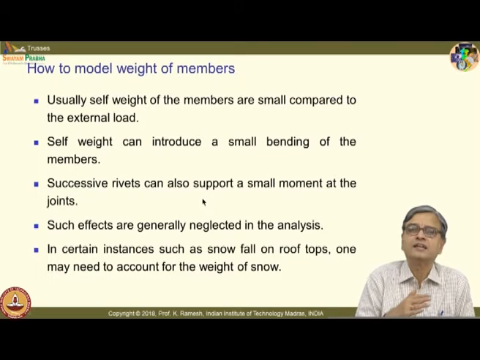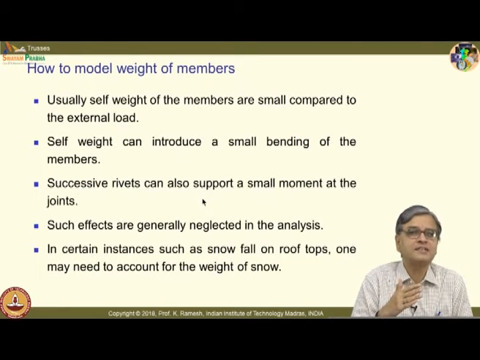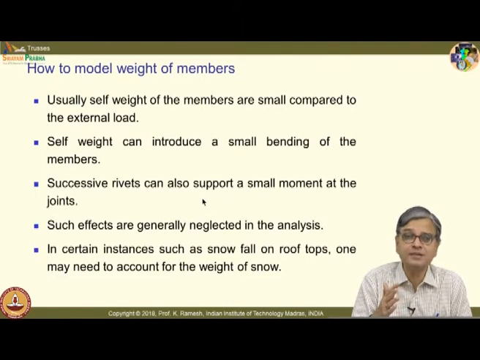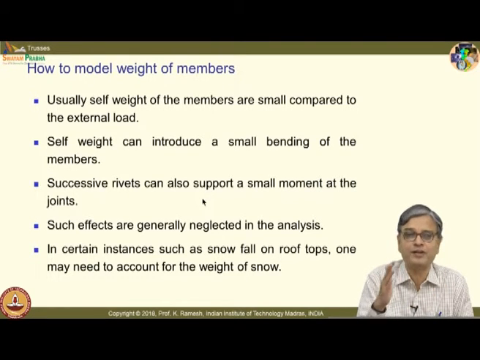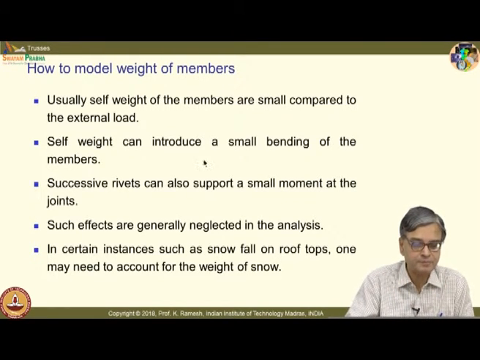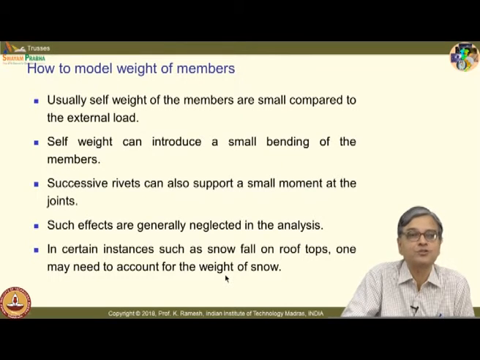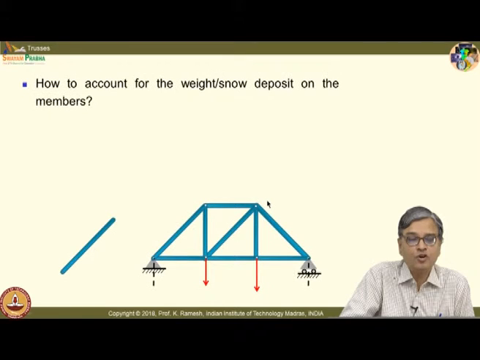You get a result which is reasonably acceptable. That is why that approximation is valid. If it is not acceptable, you cannot make an approximation. The approximation should be acceptable for a given application. As I said, when there is a snowfall on rooftops, one may need to account for the weight of snow. And here again, we are going to make an approximation.